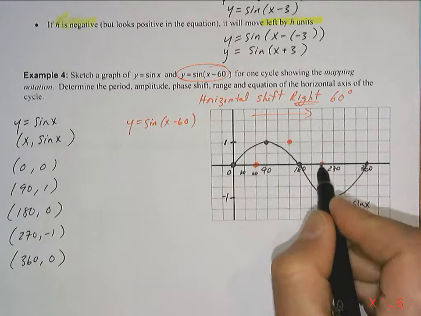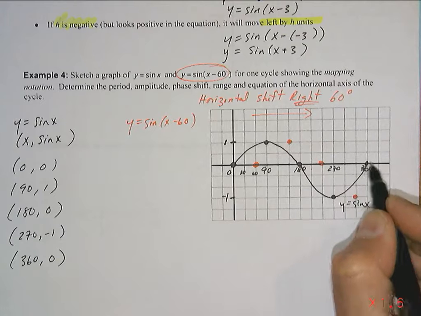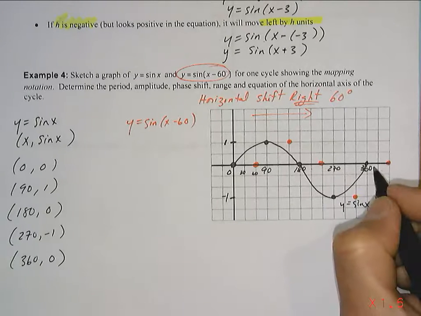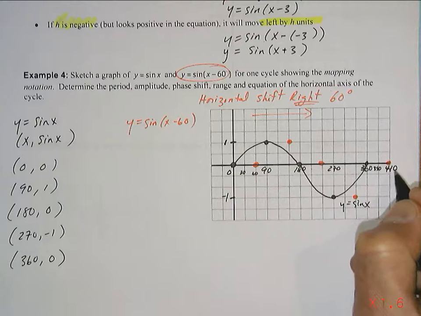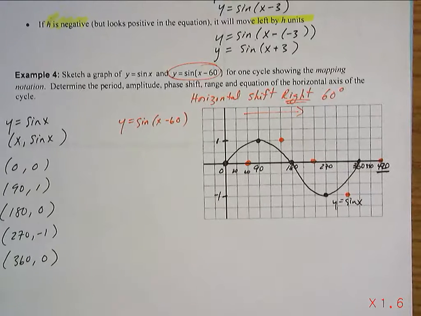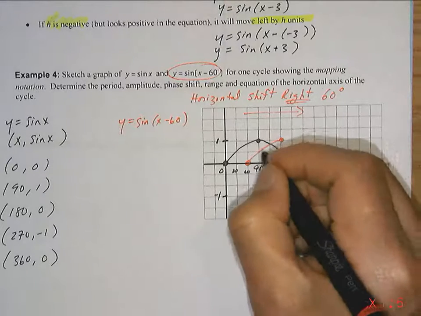This one's going to be moved over 60 degrees. This one's going to be moved over 60 degrees. This one's going to be moved over 60 degrees. So 390, 420. It's going to be moved over to 420 degrees. So the curve actually looks like this now.